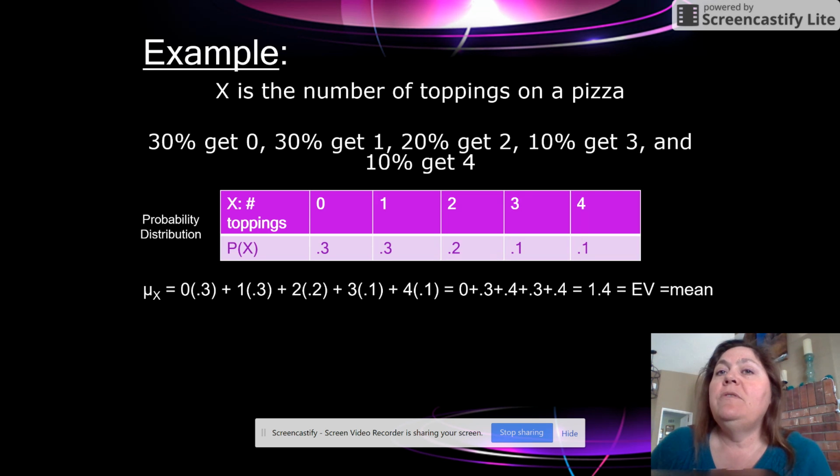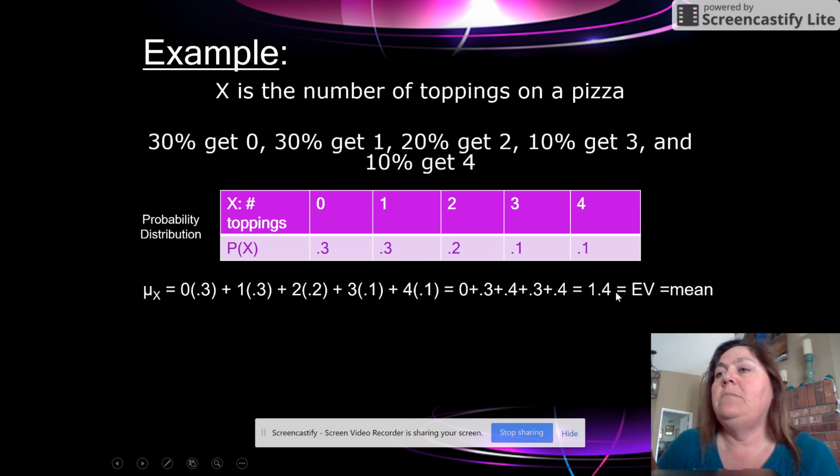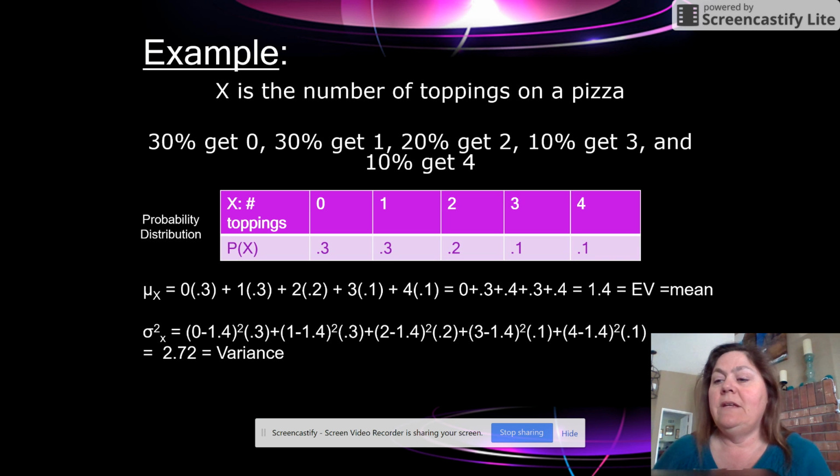All right, so to find the expected value or the mean of this distribution, notice that we have taken 0 times the probability of having 0 toppings plus 1 times the probability of 1, etc., all the way across, adding that up. And the mean or the expected number of toppings on a pizza is 1.4. That's on average. Okay. So now we want to find the standard deviation.